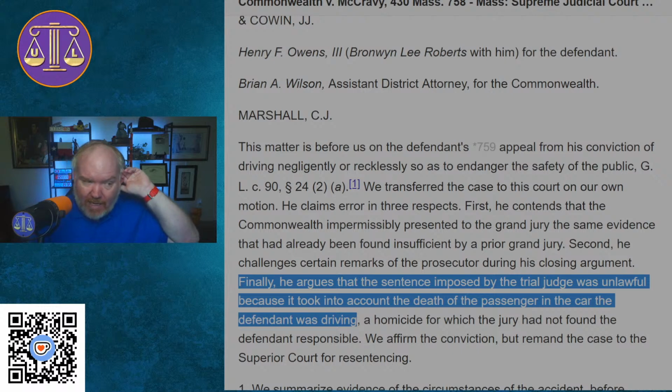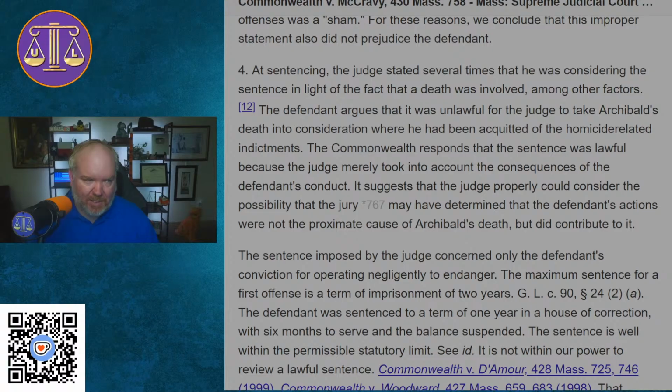All right, so argument number 3 is definitely the one we want. So let us see what argument number 3 is on this point. Let us see. All right, let's see. So that looks like here. Great. So what does the Supreme Judicial Court have to say about this issue?